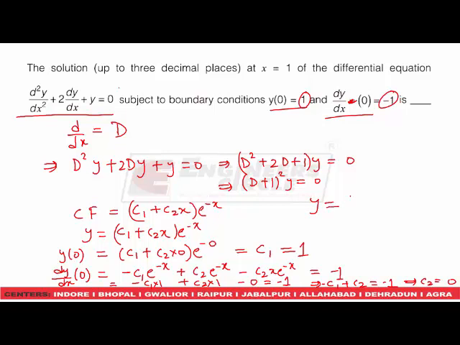So the function comes out to be, putting the values c1 equal to 1 and c2 equal to 0, (1 plus 0 into x) e to the power minus x. So the function is e to the power minus x. Now we have to find the value at x equal to 1. So y at x equal to 1 will be e to the power minus 1. So it comes out to be 0.368. So this will be our answer.